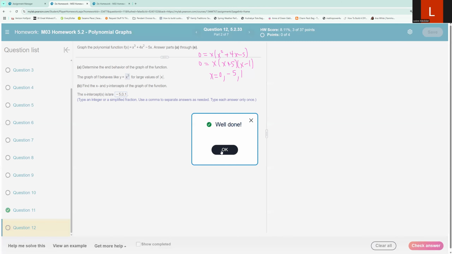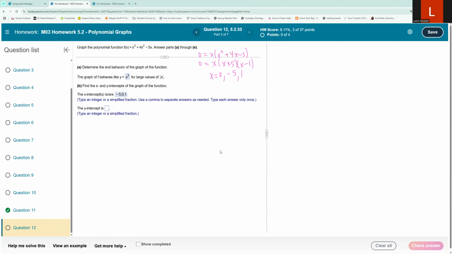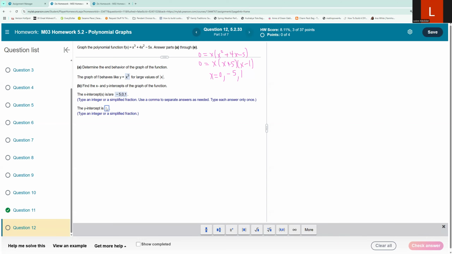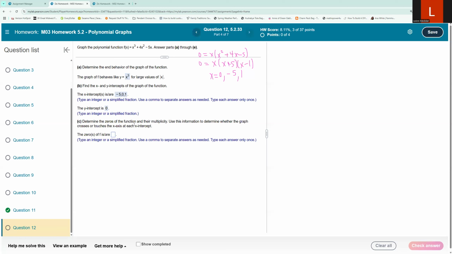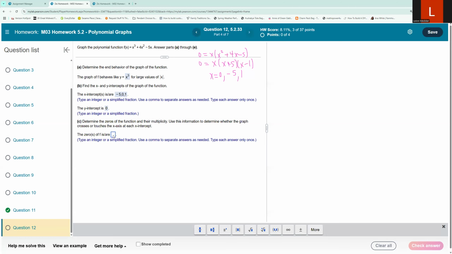Okay, and then our y-intercept is when we plug in 0 for all the x's. If you plug that in, you're just going to get 0, which makes sense. If 0 is one of your x-intercepts, it is going to be your y-intercept, because it's the origin. All right, the zeros of the function are going to be those same x-intercepts. They're all real numbers, so those are our zeros. That's where we cross the x-axis.